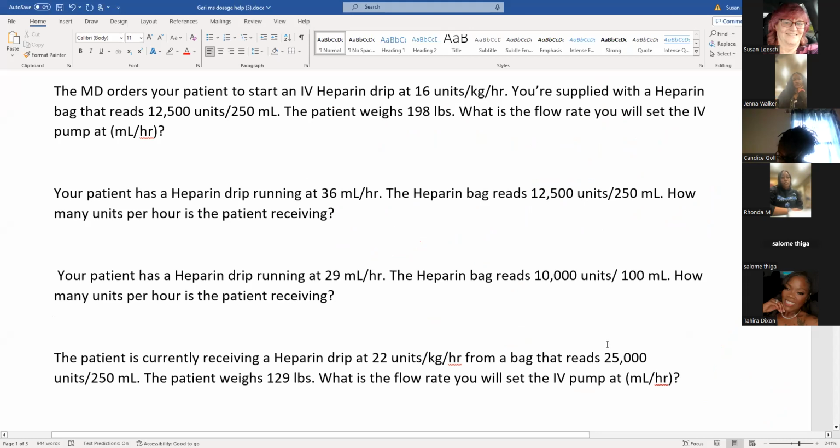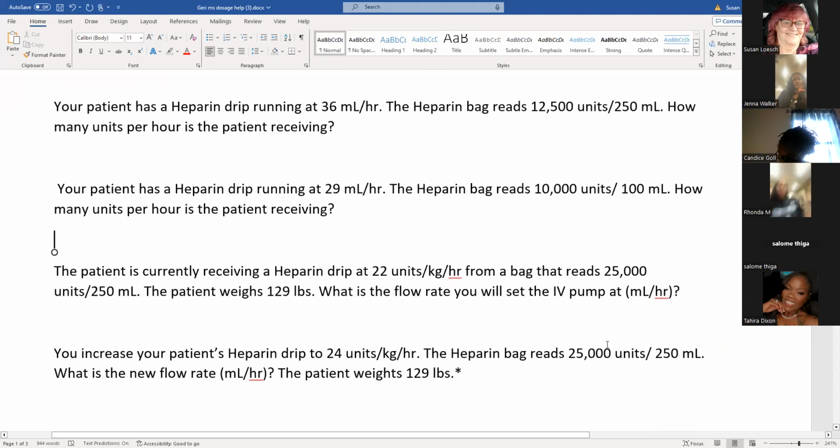All right, let's look at the next one. The next one is one we already did, right? It says how many units per hour is the patient receiving? So what's the first step in your formula here? Are we at the 29 ml and the 10,000? The 36 ml. Oh, the 36. Okay, I'm sorry. So what is your first step here?